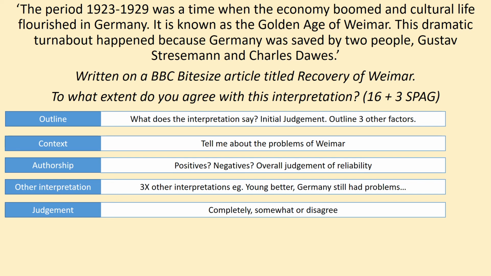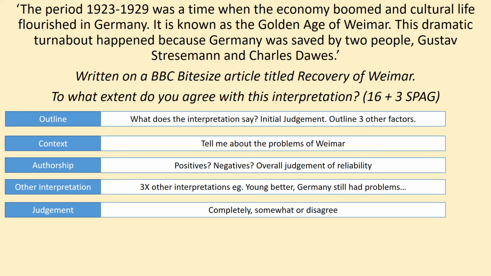But I've given you the rough outline of paragraphs in blue, and then in white are the things I suggest you talk about. So the first thing you need to do is outline what the interpretation says, give your initial judgment. Do you completely agree, somewhat agree, or disagree with this interpretation? And just briefly outline your 3 other factors, because you need to talk about other things. Context, you should tell me about the problems of Weimar, things like that. And you're also going to need to talk about what Stresemann and Dawes do, and whether he was saving the German people.